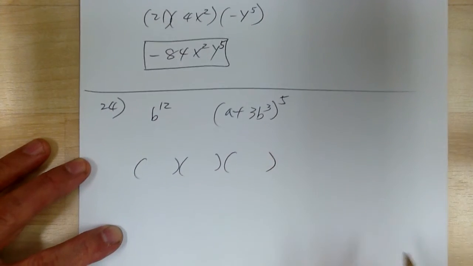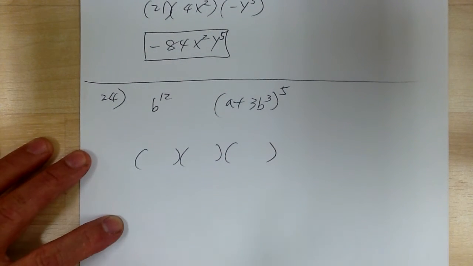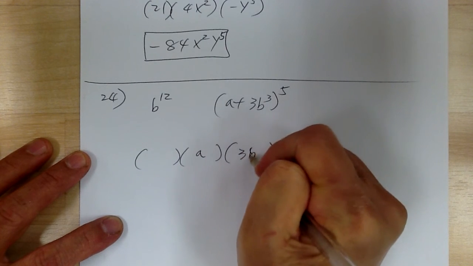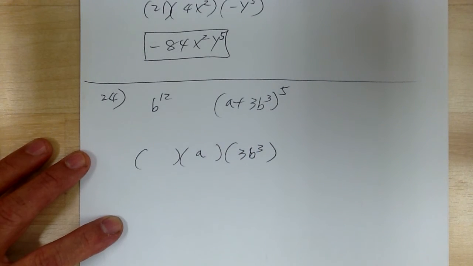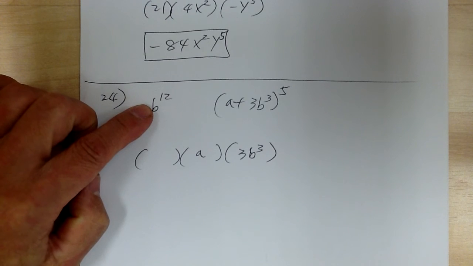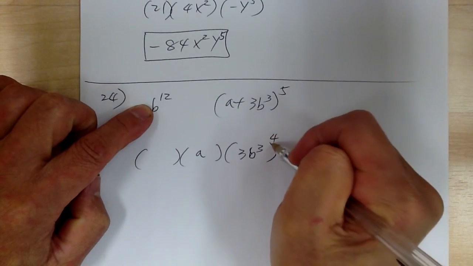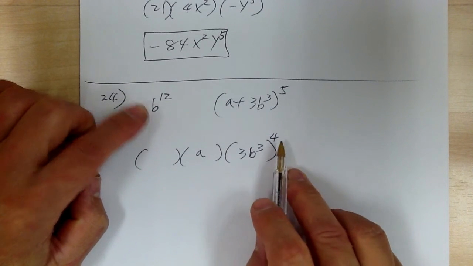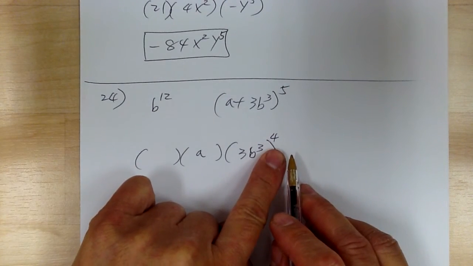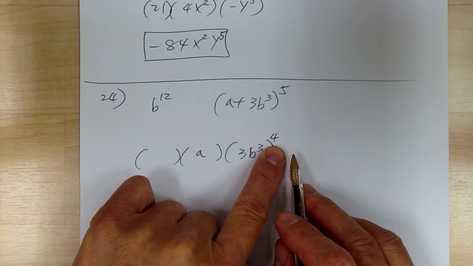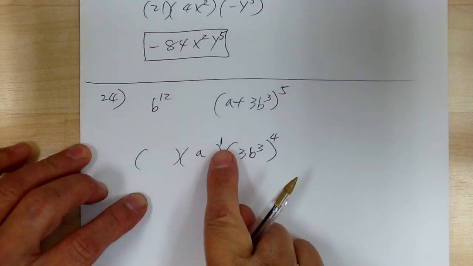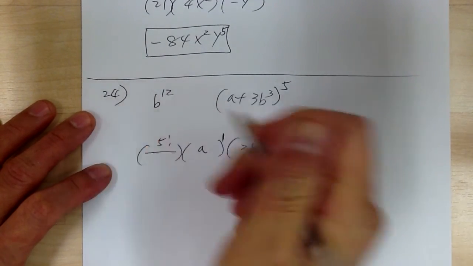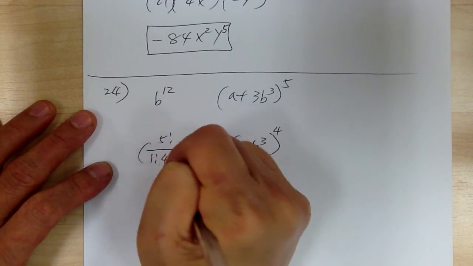Okay, next part. Again, every term has 3 parts. So you need to have an a, and you need to have 3b to the q. Now you have to figure out the exponent. In order to get b to the 12th power, you need to have a 4th power over here, because (b to the 3) to the 4th power will give you b to the 12. So from this part, you figure out the exponent 4. Once you figure out exponent 4 over here, you need to have 1 over here, so you've got 1 and 4. So you're going to get 5 factorial over 1 factorial, 4 factorial.